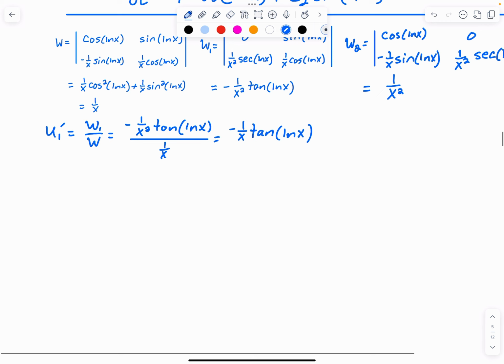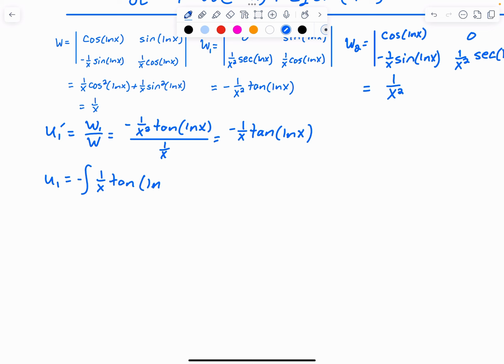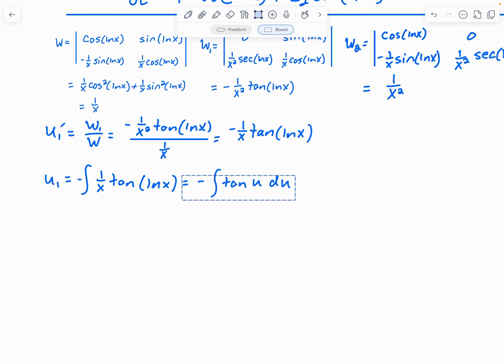U1 then is going to be the integral of that. So I'm going to go ahead and put the negative out front. Thankfully, this just requires a couple u subs. My first u sub is a pretty obvious one. If I do u equals ln of x, du is 1 over x. So this just changes to a negative tan u du. And I made a mistake that I get on to students about all the time. We need a dx.